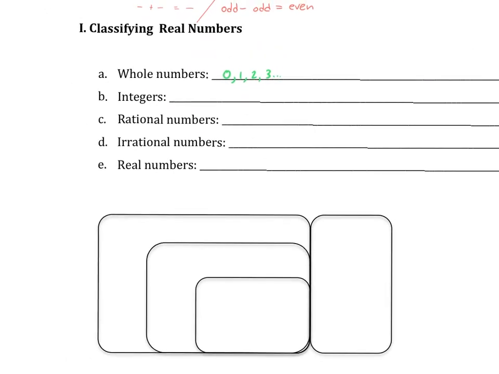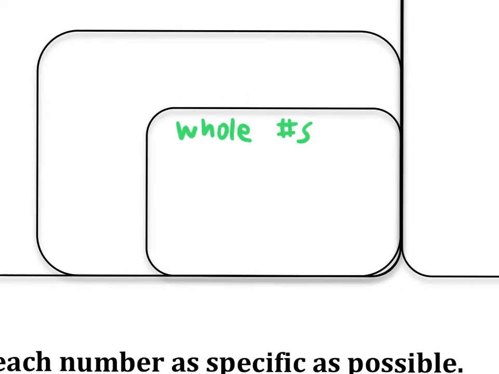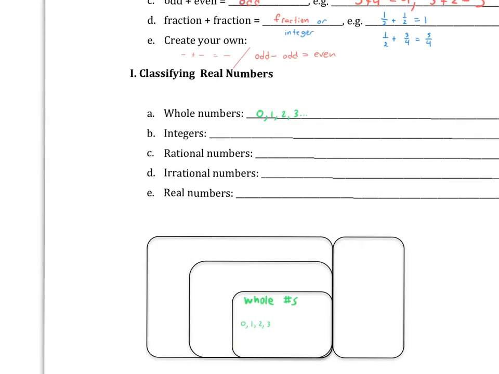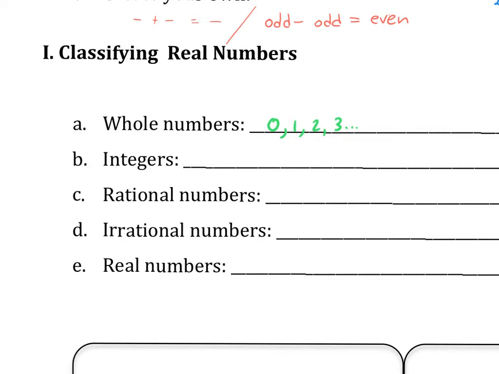In my diagram, whole numbers are going to be the innermost one right here. And I'm going to use the hashtag symbol there to mean numbers. So 1, 2, 3, but also includes the 0. All right, so next up came integers. So integers would be all the whole numbers above that we just did plus the opposites.